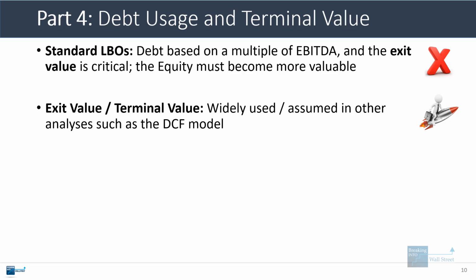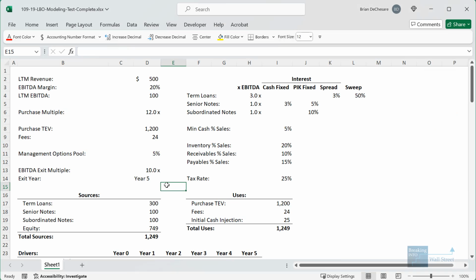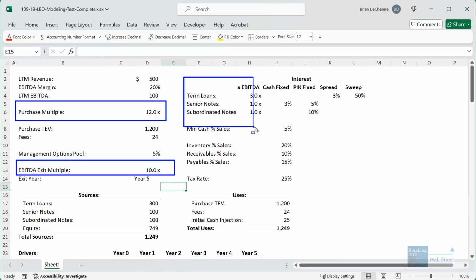in a DCF, for example, the terminal value is widely used, and it's assumed that the company can just keep operating forever, or at least for a very, very long time into the future. You see this if you look at some of our examples. We always have a purchase multiple in an LBO model. We have an EBITDA exit multiple. All the debt is also based on a multiple of EBITDA.